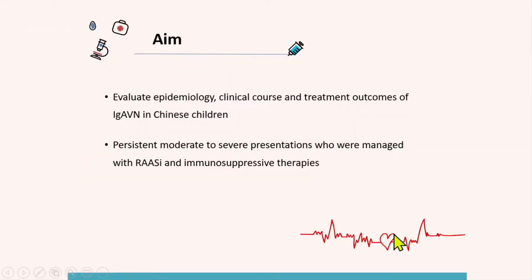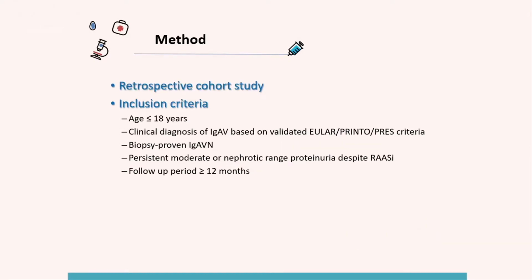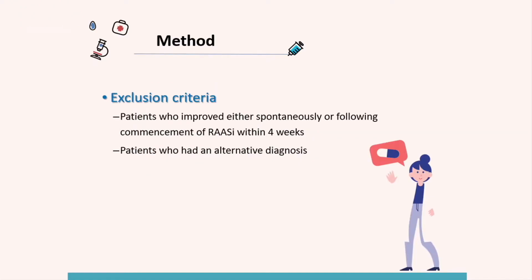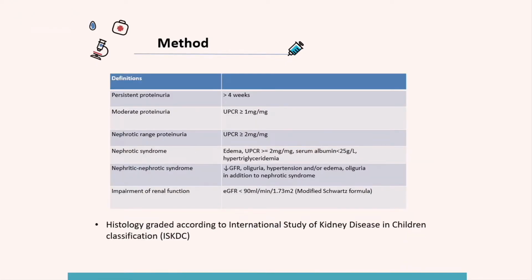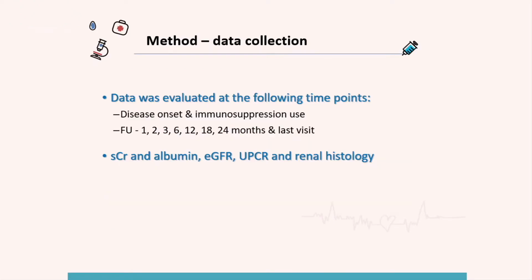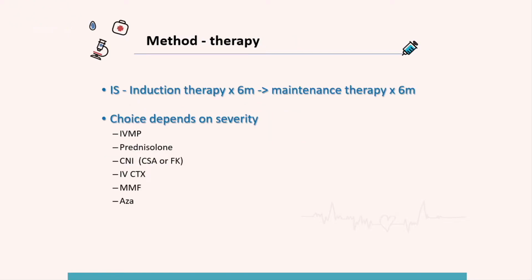The aim was to have our local data and understand more about the clinical course and treatment outcomes of IgA-VN in Chinese children. It's a retrospective study, of course, and is bound by limitations and a small sample size. We excluded patients who improved spontaneously with just ACE inhibitors within 4 weeks. These are the definitions that I don't want to bore you with, and data were evaluated at regular time points. It's very interesting, as we did the review, we saw how heterogeneous our practices were, and also that it changed with time.